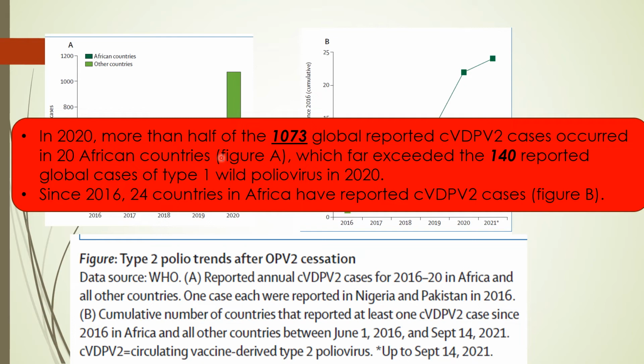Remember that circulating vaccine-derived poliomyelitis is as invasive, as paralytic as a wild poliovirus, and it can spread as fast as a wild poliovirus. This is something which is not known even to some senior pediatricians, who consider that circulating vaccine-derived poliomyelitis does not cause paralysis frequently, and if at all it causes, it doesn't cause a serious one. No, it can be as serious as a wild poliovirus. In 2016, 24 countries in Africa reported circulating vaccine-derived poliomyelitis cases. That's what we showed in the second figure.